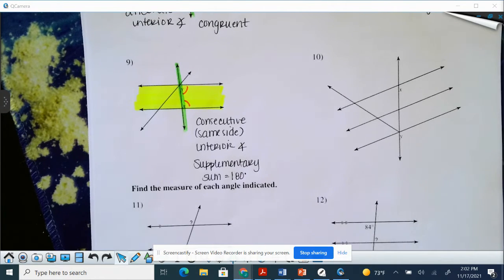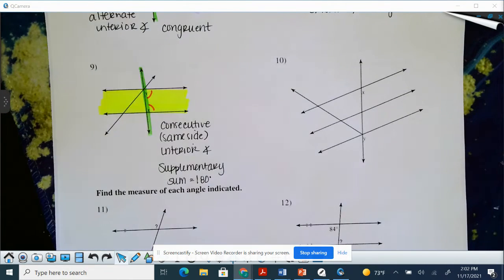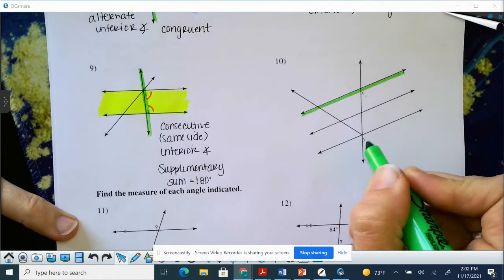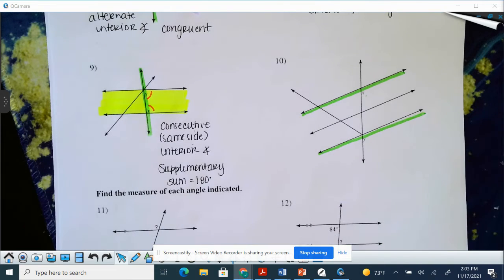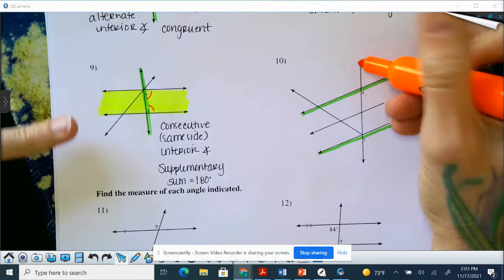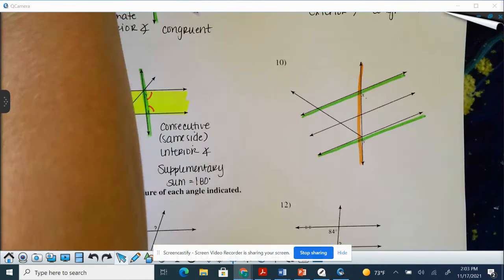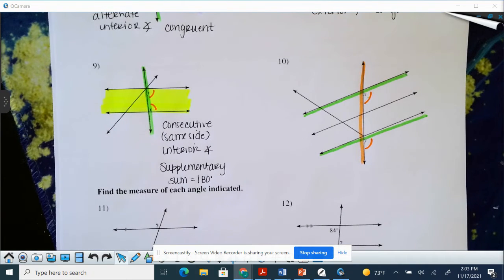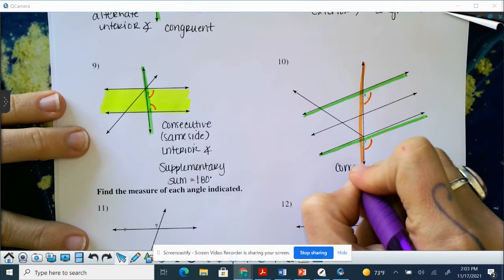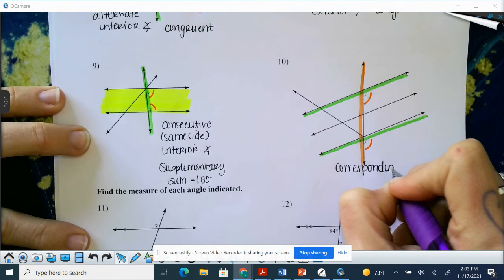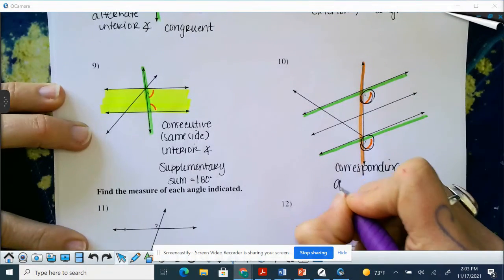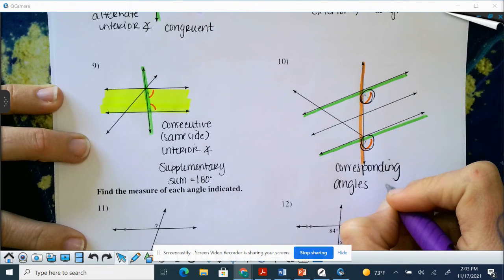Number 10. We have a lot of lines again. So this angle is using this line, and this angle is using this line. So we have two parallel lines cut by a transversal. And our angles here and here. So they're not both inside. They're not both outside. So that means these are going to be corresponding. Because this is when, if we cut it down the middle and picked it up, this guy would sit on top of this guy. Corresponding angles, which means they are congruent.